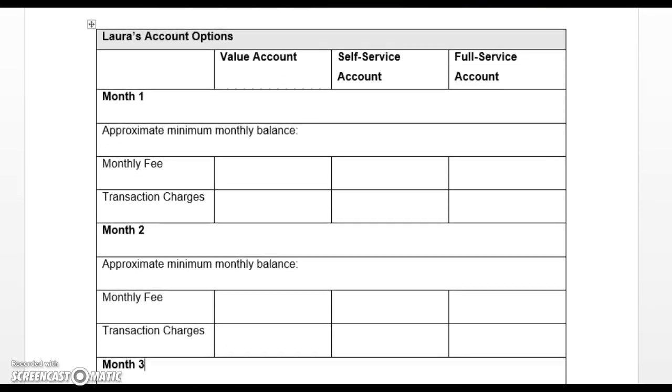And to do that, we're going to fill out this chart that I have below here, and we're going to calculate the cost for each account for each month. So looking at our first month, we're going to look at the approximate minimum monthly balance. And so at the end of Laura's first month, she started with $6,500. And then by the end of that month, she's used up $2,000 from her living expenses. So that means that Laura would have $4,500 in her account at the end of that month.